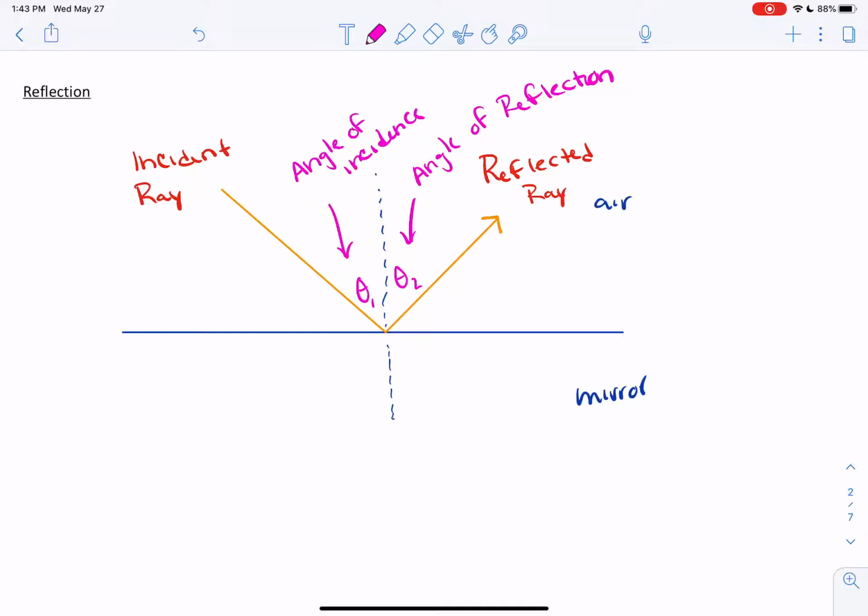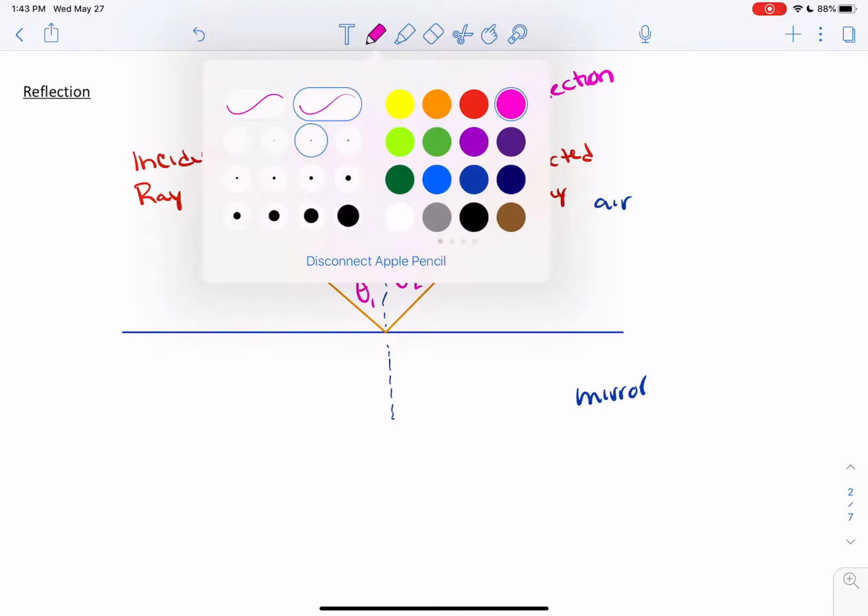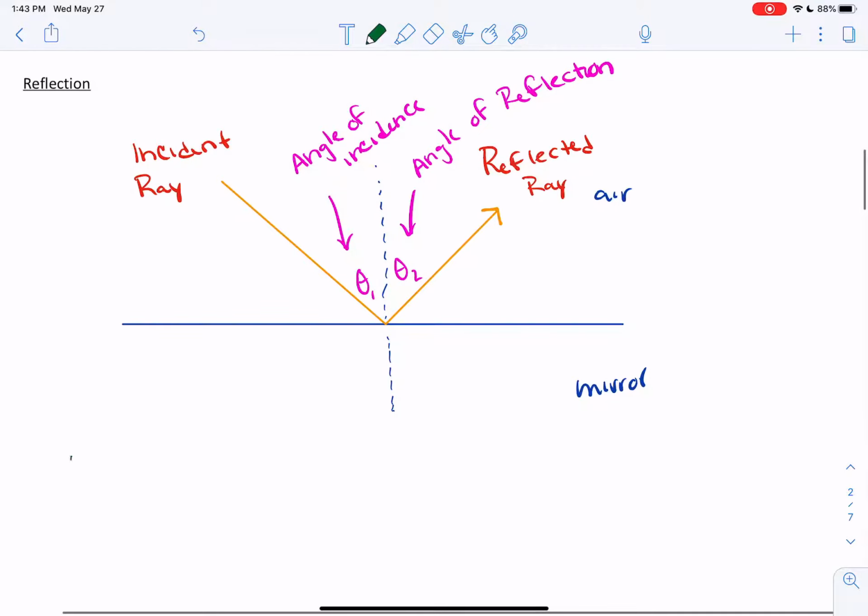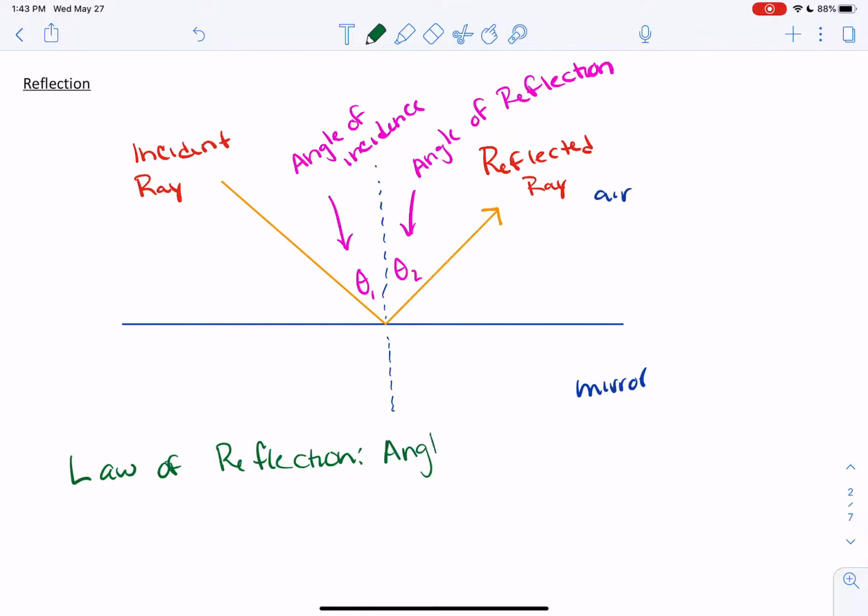So these things are related, and they're related by something called the law of reflection. What the law of reflection states is that the angle of incidence is equal to the angle of reflection. So in this case, theta 1 equals theta 2.